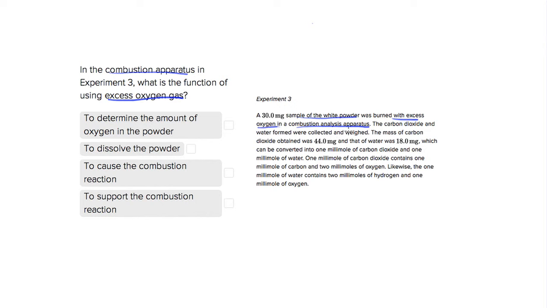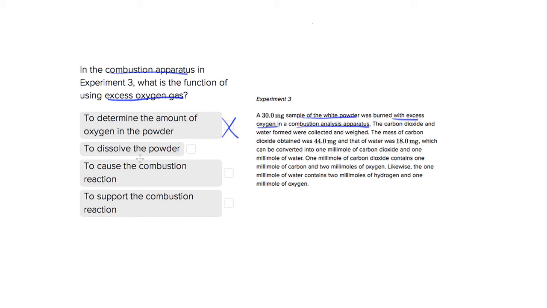And since we don't have that much information to go on, we want to choose the broadest answer possible. Since we don't want to assume outside science knowledge, we just want to go with what is mentioned in the passage. So let's look at our first choice. The first choice, to determine the amount of oxygen in the powder. So this wouldn't really make sense because if you're adding excess oxygen, then you're not just looking at the oxygen from the powder. So this would really confound your results because there would be oxygen, but it's probably coming from this excess oxygen gas. So that would make things more confusing.